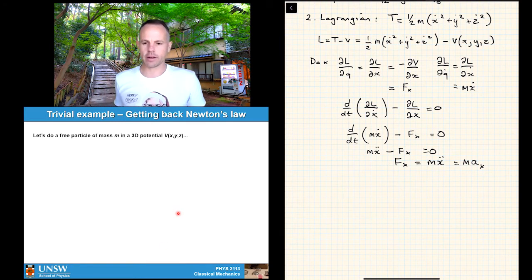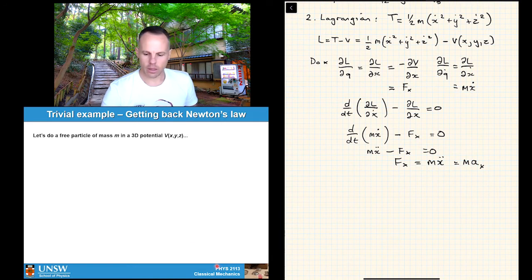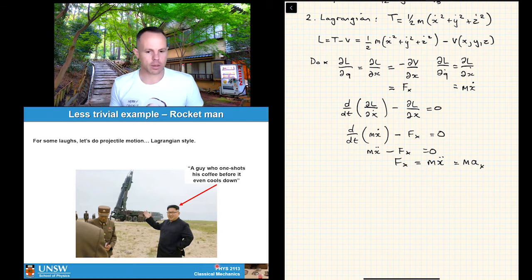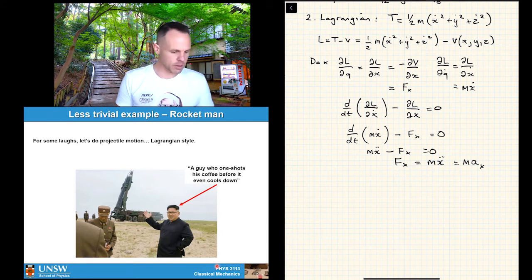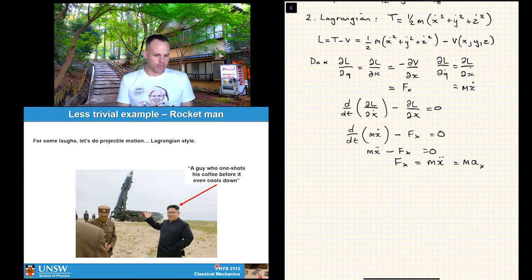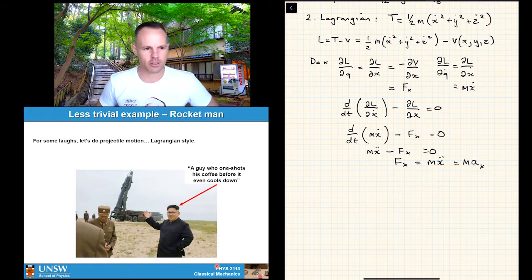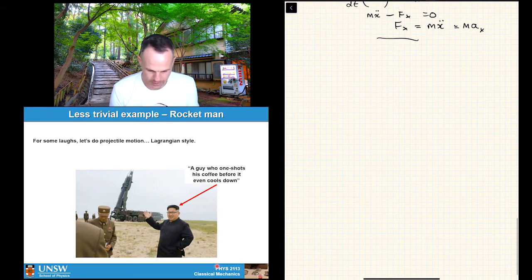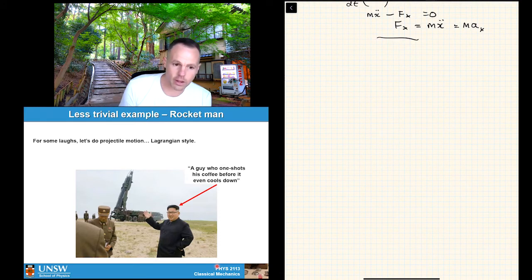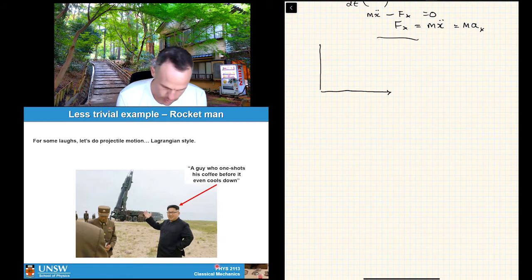All right, so with that done, let's do a second example. Rocket Man, burning out his fuse up here and down. All right, projectiles. We'll do projectiles Lagrange style. So, a classical projectile motion problem. Kim Jong-un loves them. So we have x in here, y over here.